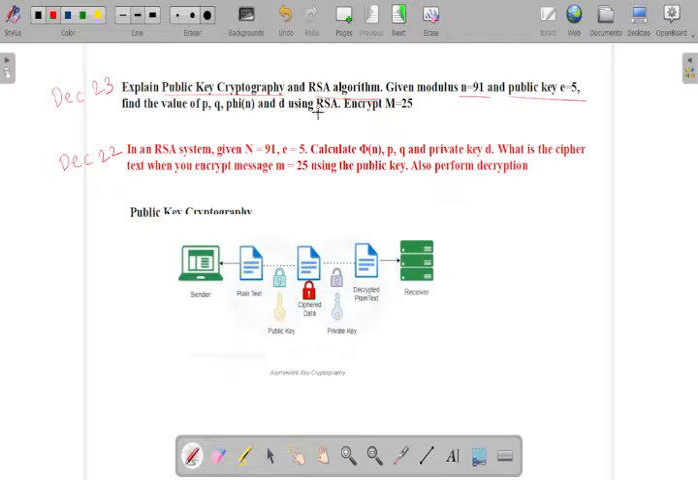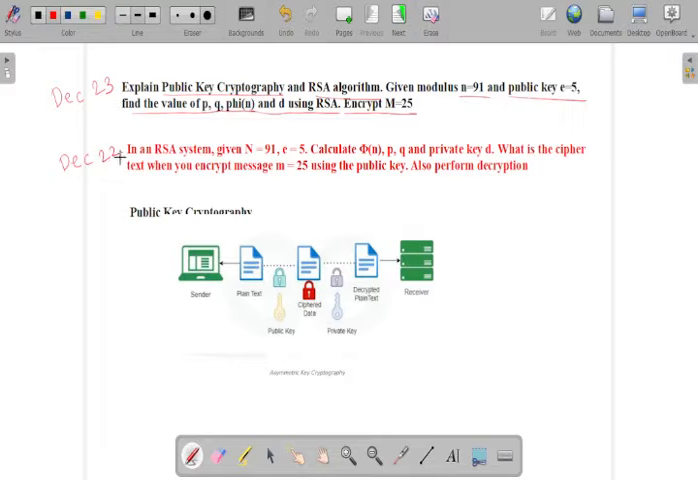is equal to 5, and you have to find the value of P, Q, value of n, and the value of D, that is your value of private key, using RSA algorithm. And later on, you have to perform the encryption, and the value of plain text is given, that is M is equal to 25.